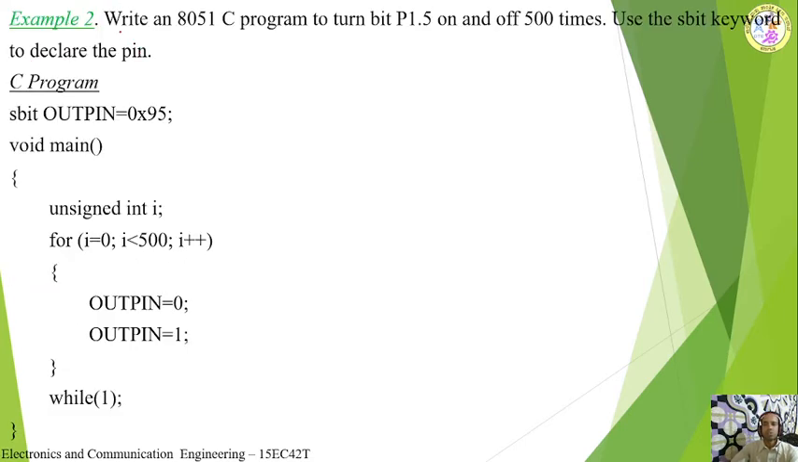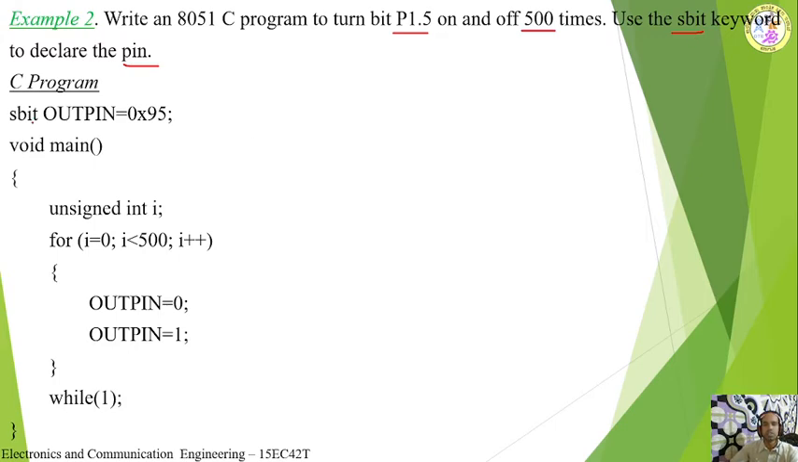Now example 2, write an 8051 program to turn bit P1.5 on and off 500 times. What should be done to P1.5? Turn it on, turn it off, 500 times: on off 1 time, again on off 2 time, again on off 3 time and so on up to 500 times. And use the SBIT keyword to declare the pin. To declare the pin, we should use the SBIT keyword.